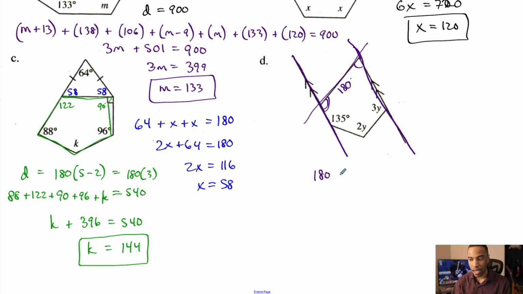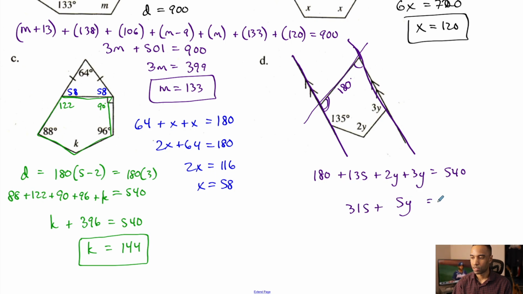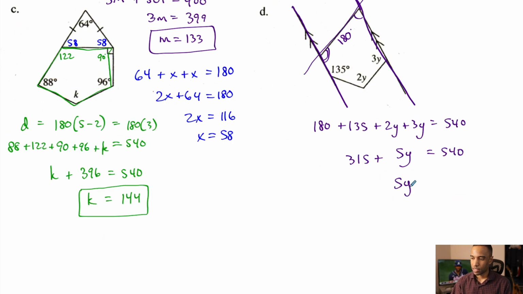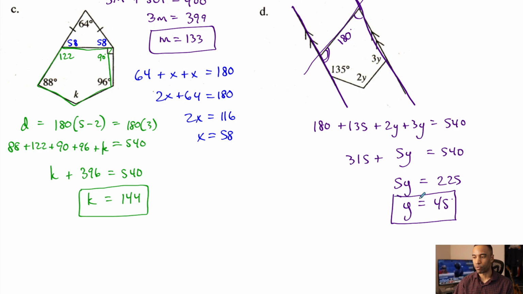180 is those two angles plus 135 plus 2y plus 3y. This is another 1, 2, 3, 4, 5-sided shape, and a 5-sided shape adds to 540 degrees there. 2y plus 3y is 5y, 180 plus 135 is 315. And let's solve the rest of the way by subtracting and then dividing. So we get 45 degrees, or 45 right there for y.